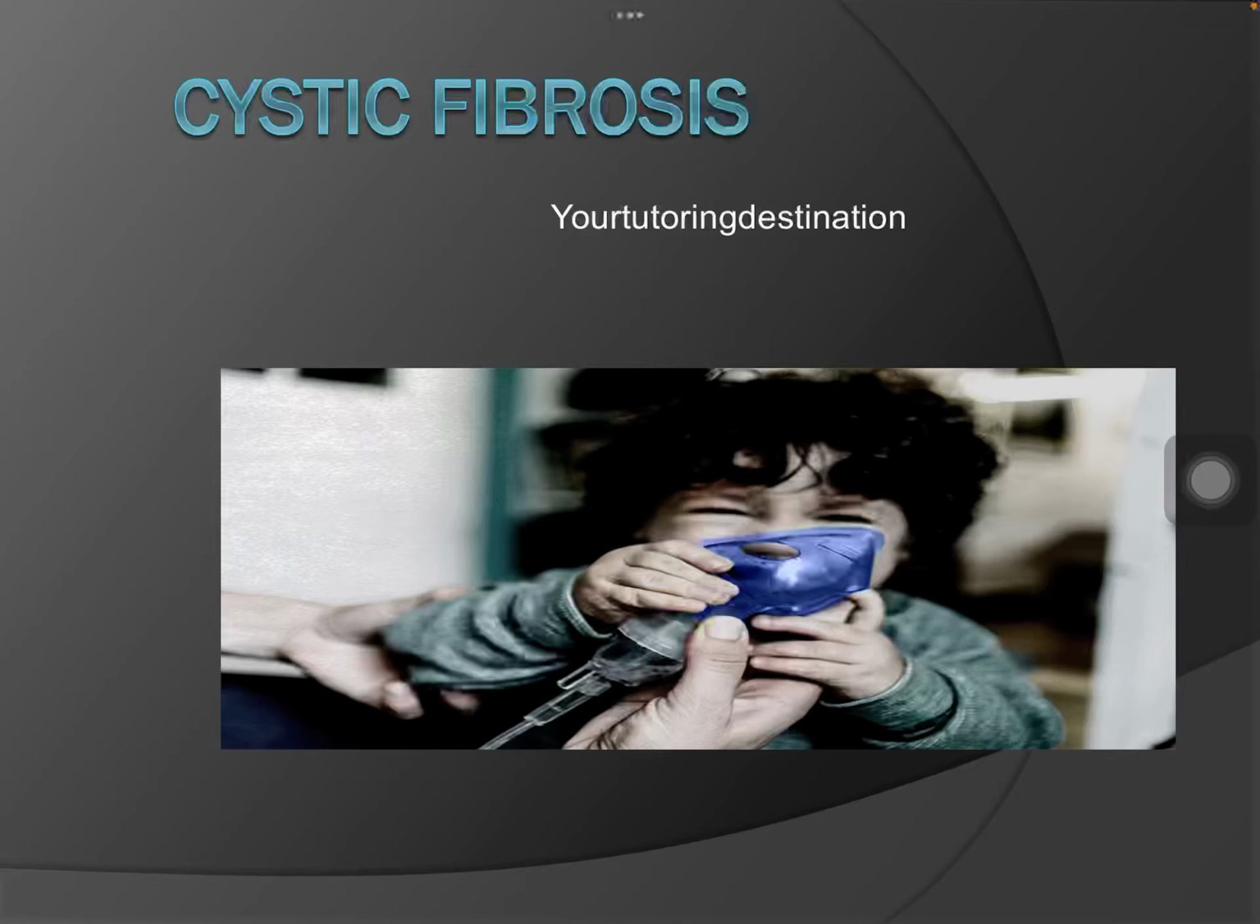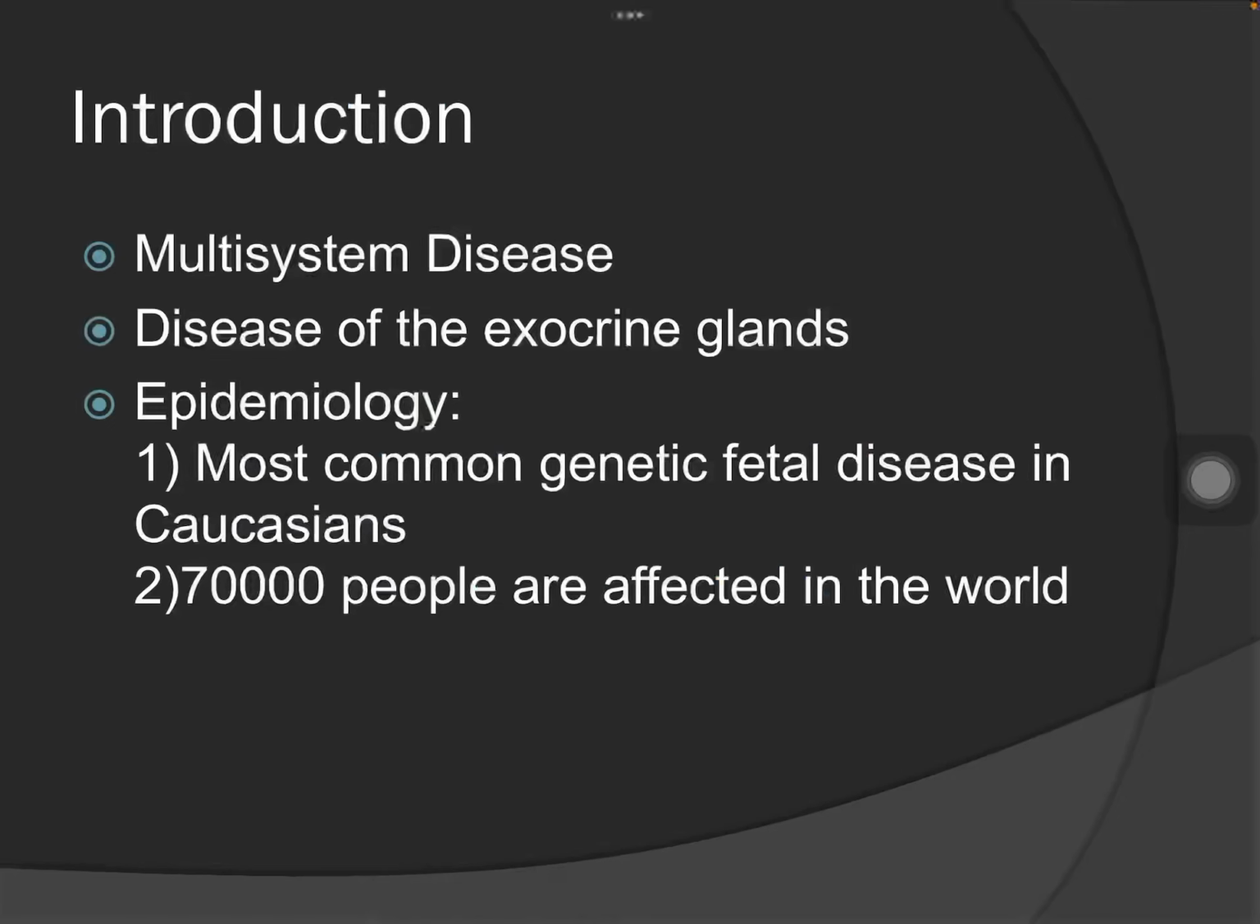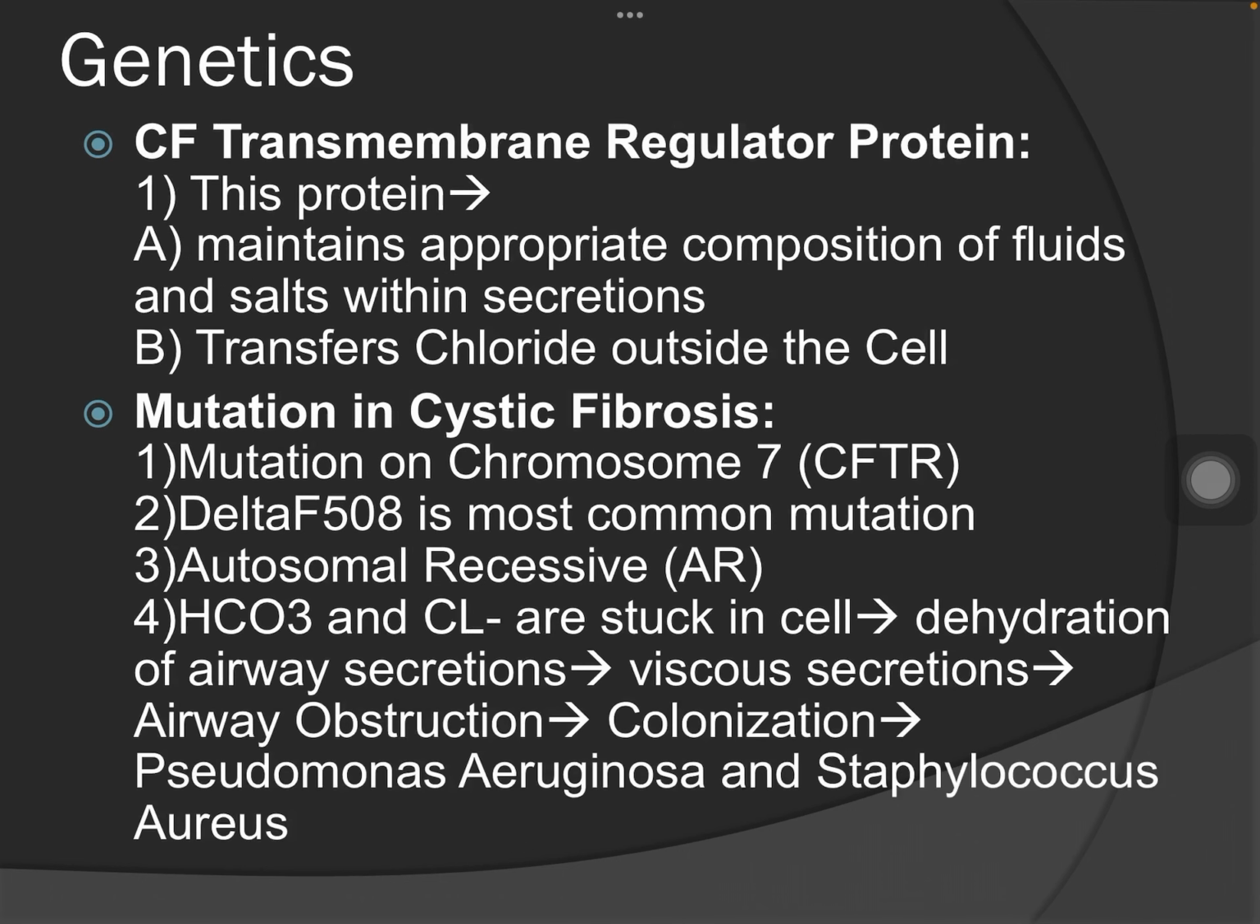Today's topic is about cystic fibrosis, a common pediatrics disease that we should all be familiar with. Now, in the introduction, we should know that cystic fibrosis is a multisystemic disease, and it is a disease of the exocrine glands. Epidemiology: it is the most common genetic fatal disease in Caucasians, and around 70,000 people are affected in the world.